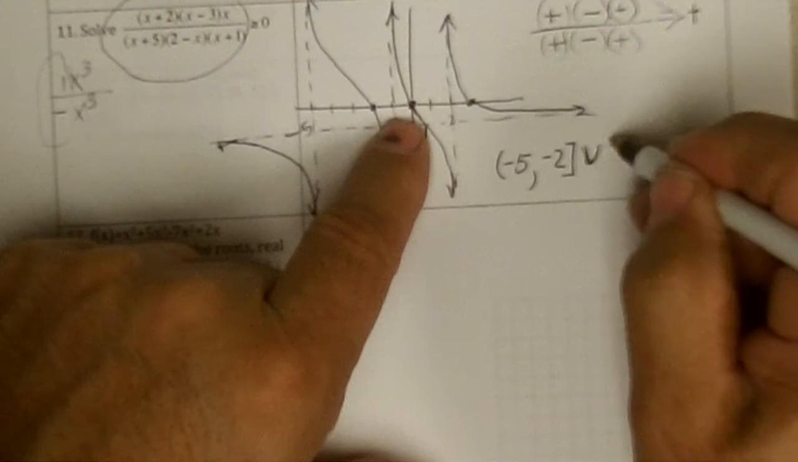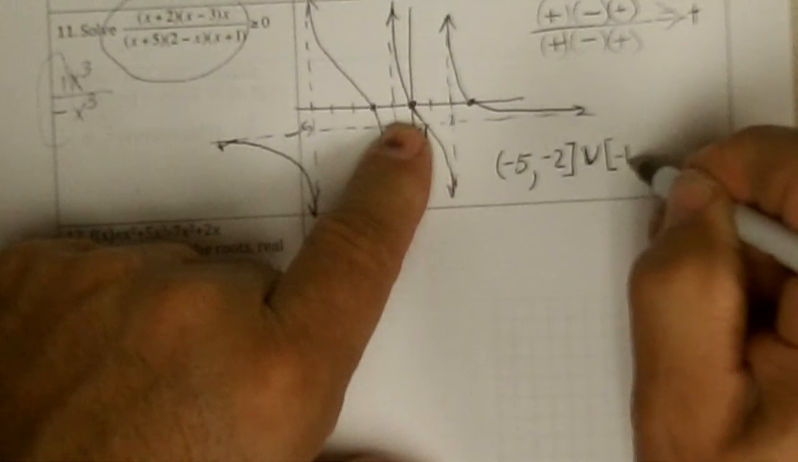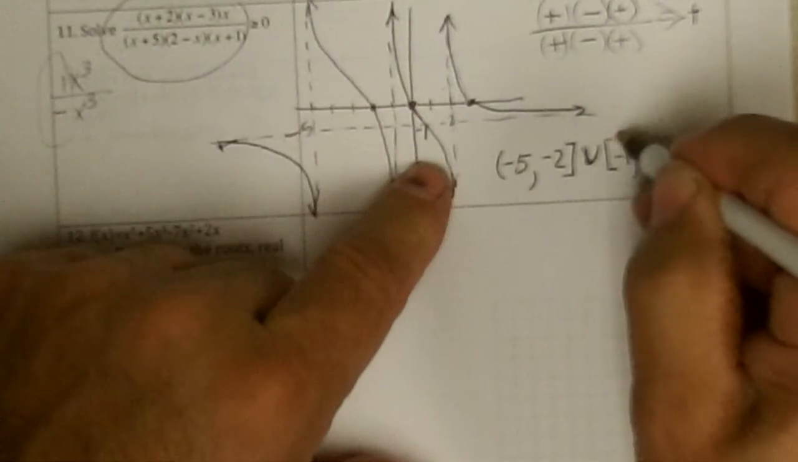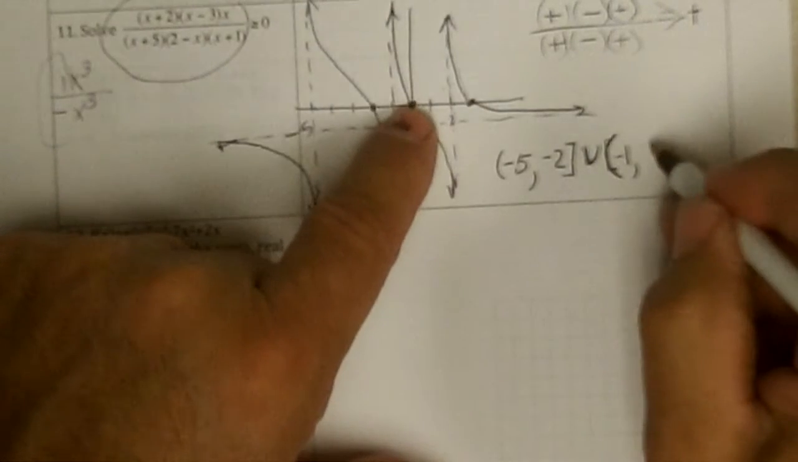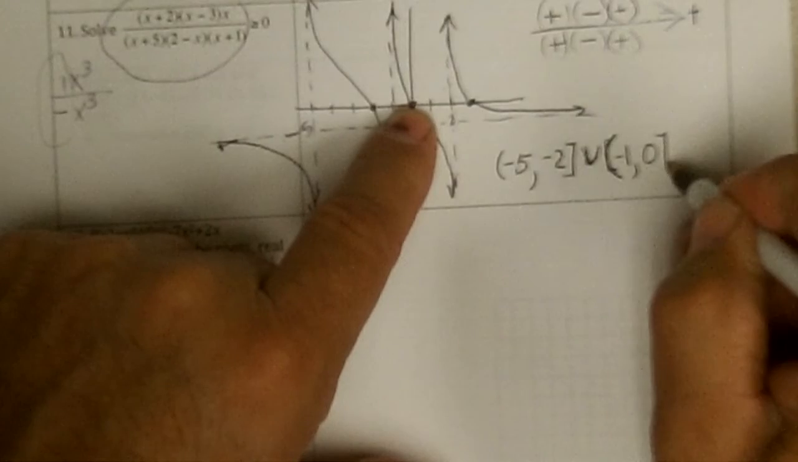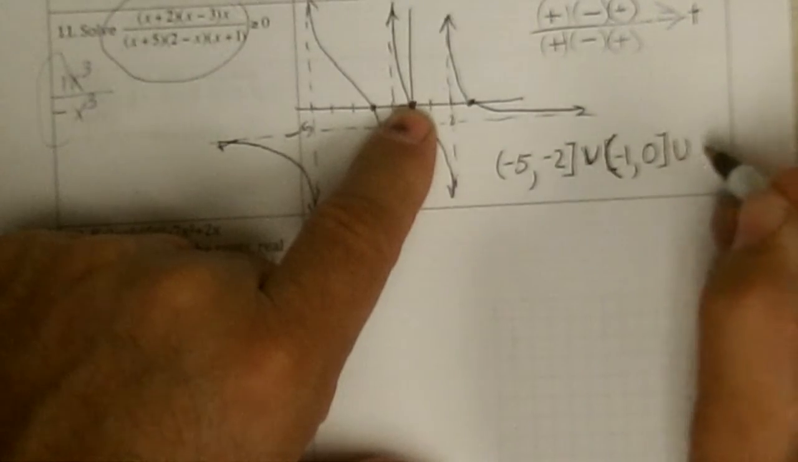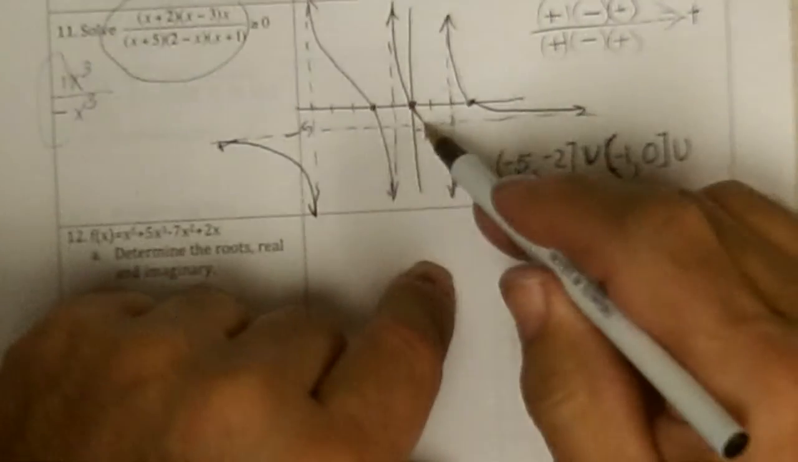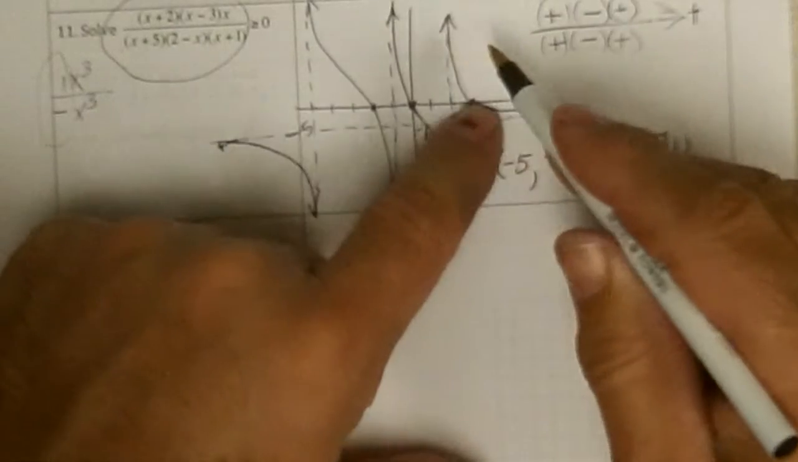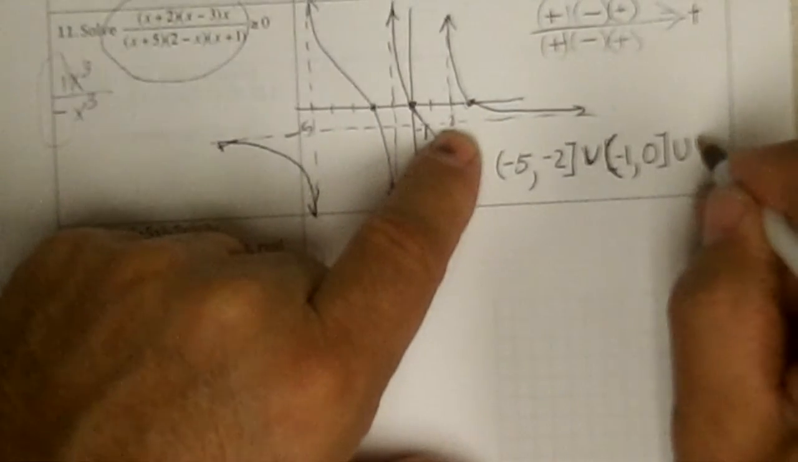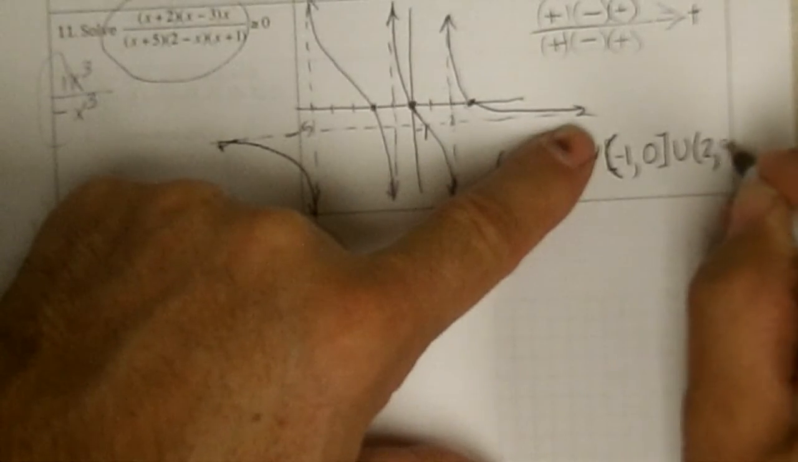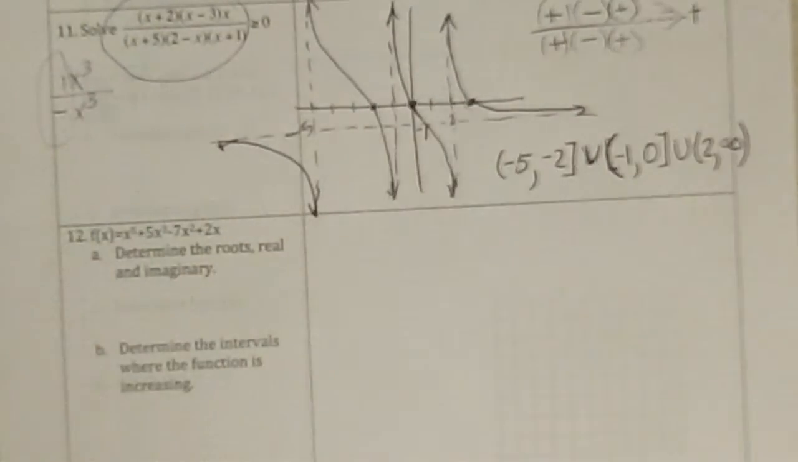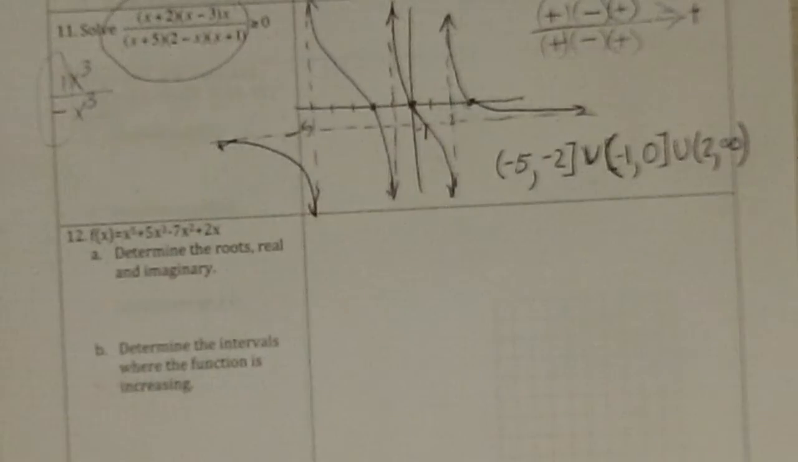It's from -1, not including -1, oops, messed that up, to 0, including 0, union, and then that's all negative, and this is positive, so that's from 2, not including 2, to infinity. And we don't include infinity. So that's the answer to that one.